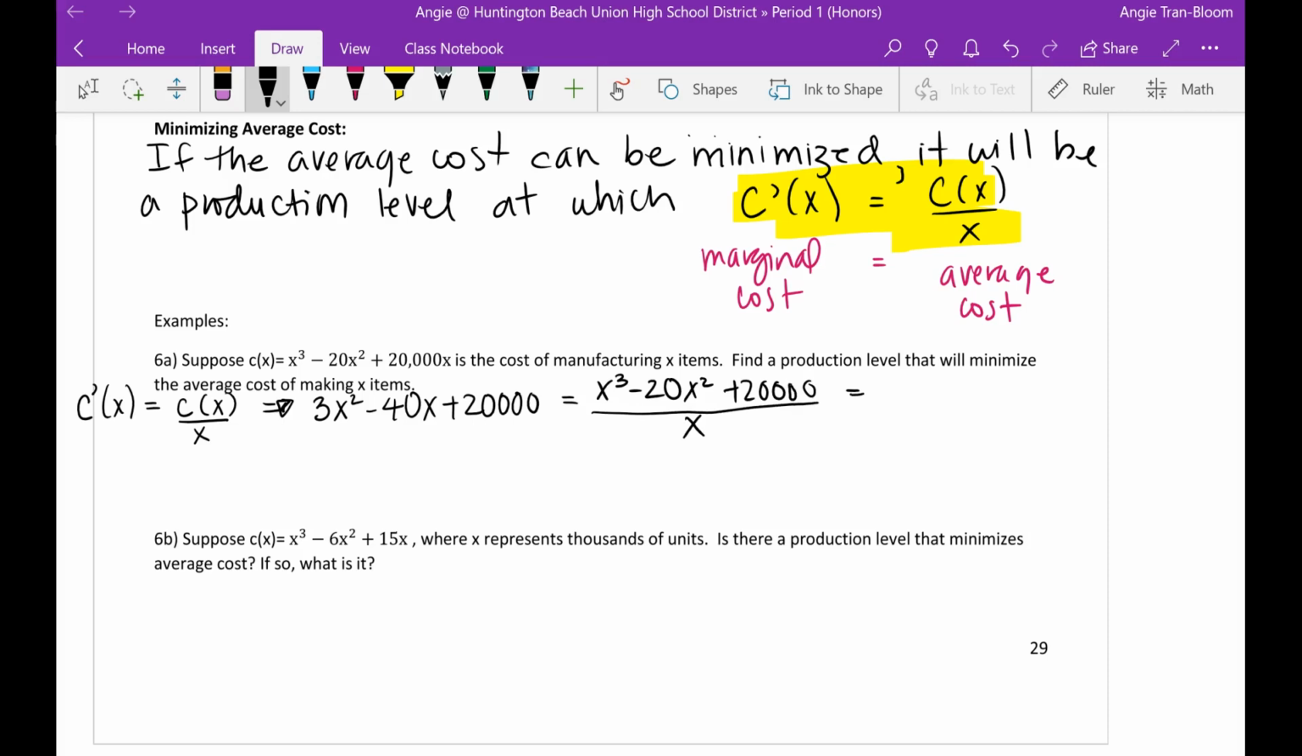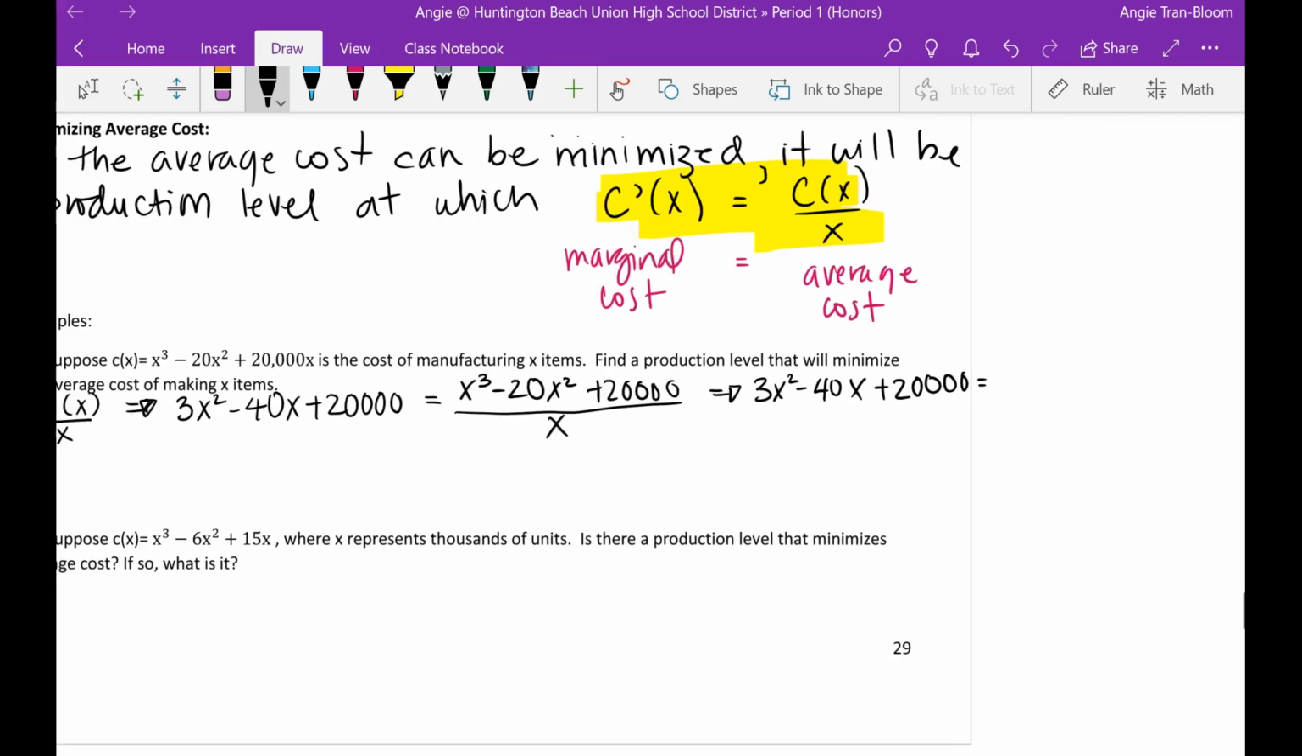Okay, so let's go a little bit further. So 3x squared minus 40x. I'm going to try to solve for x here. Equals, if I divide everything by x on this side, I'm going to end up with x squared minus 20x and then plus 20,000. Okay, because I have 20,000 on both sides, so these two can totally be gone.